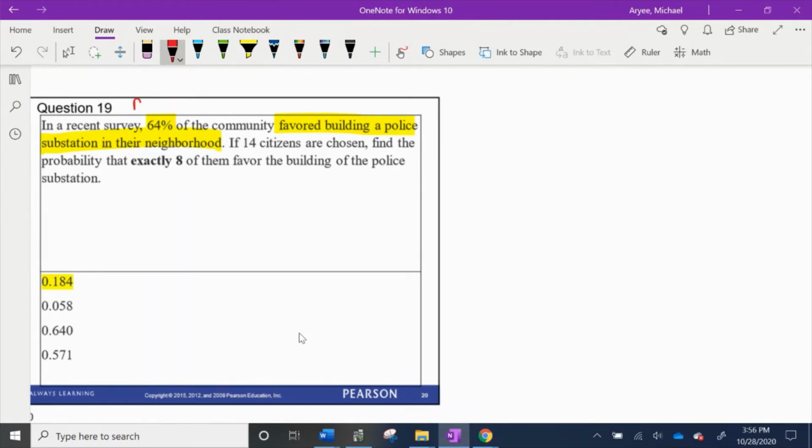All right. So this is definitely binomial, right? Because with binomial, they give you one side of the story, and just by reading, you can imply that 36% do not favor. So in this case, it's binomial. You need n. N is 14, they say. Then you need a p. That's 0.64, those that favor building the station. And then you have q. That's 0.36, those that do not favor.